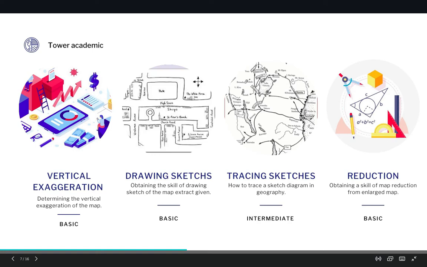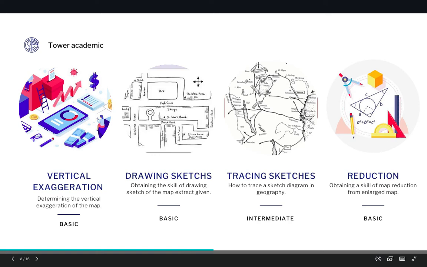Then the other one is also tracing a sketch. So in any case, they can bring a map extract. Then the examiner might be interested in some particular features, and among those features there may be relief, drainage, vegetation. So they will tell you to use a tracing paper. Then you pick only that part that the examiner is interested in. So that is basically what we need to look at when it comes to sketches.